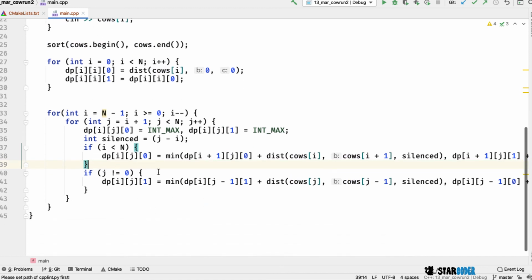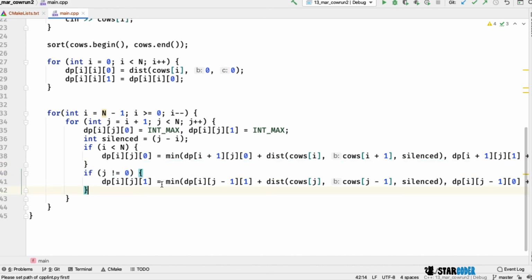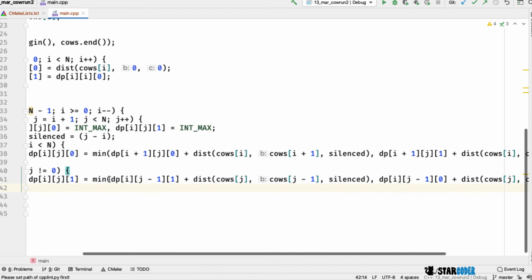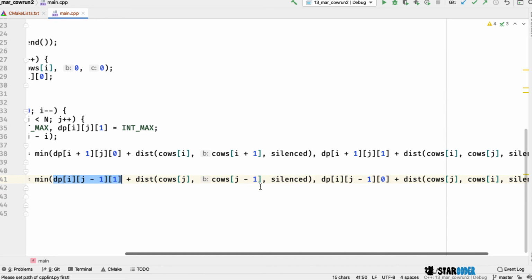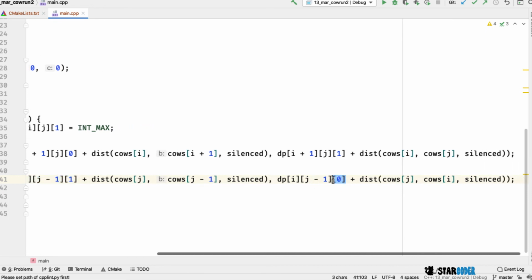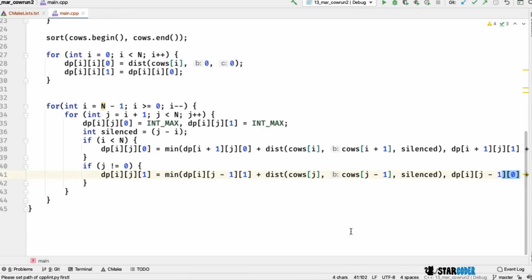The next thing we're going to do is check if j is not equal to 0. And if it's not equal to 0, we're going to try the two values here. We're going to have dp[i][j-1][1] plus the distance between cows j and j minus 1, or we're going to have dp[i][j-1][0] plus the distance between cows j and cows i. So that's basically our DP.